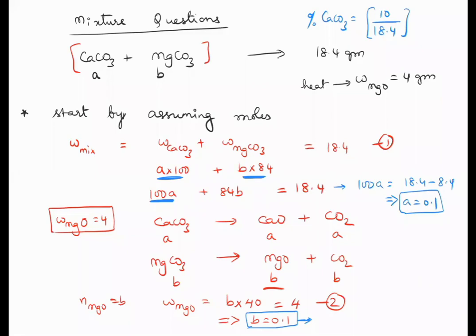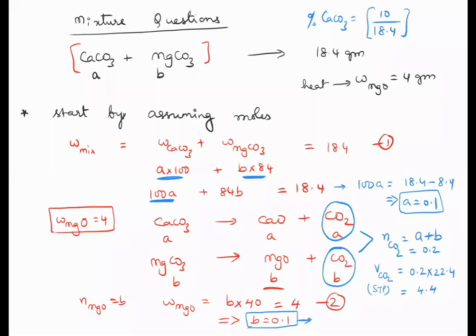Suppose I ask you how much carbon dioxide is produced. Carbon dioxide is produced here, and carbon dioxide is produced here too. So what is the entire amount of carbon dioxide produced? From both of these, the moles of carbon dioxide produced is A plus B. So if I ask you the volume of carbon dioxide at STP, first of all, the number of moles is 0.1 plus 0.1, 0.2 moles. So 0.2 moles at STP occupies how much volume? 0.2 into 22.4. So the volume at STP would be 4.48 liters. That would be your answer.